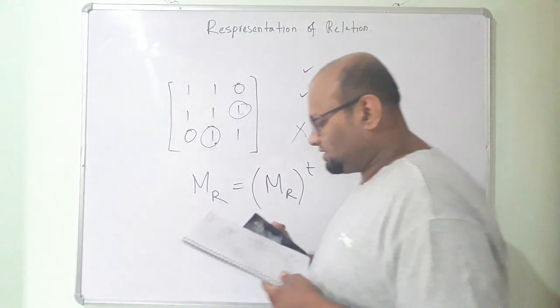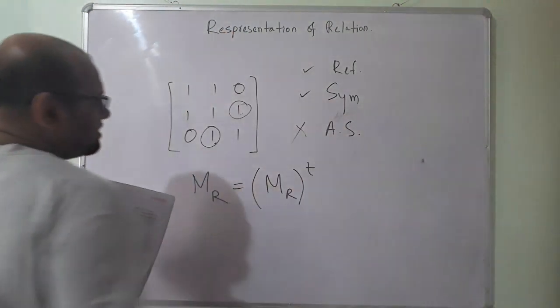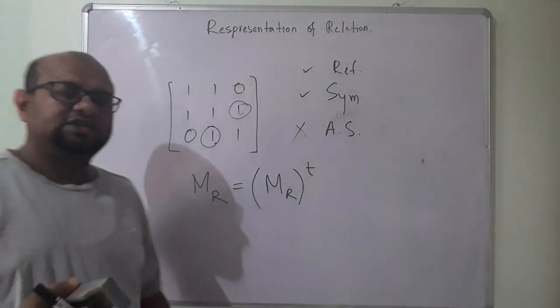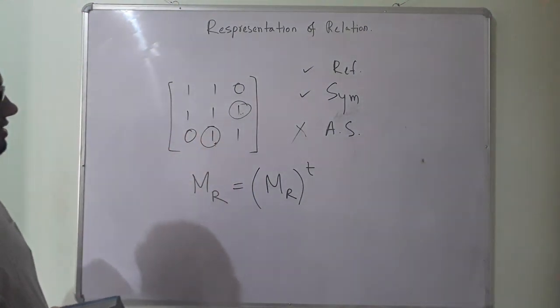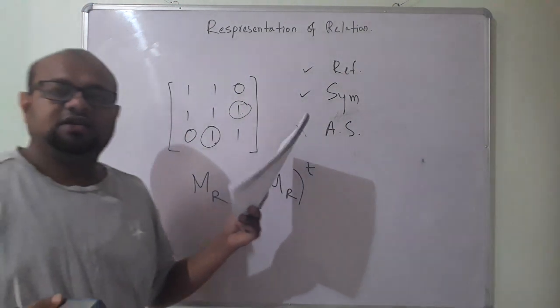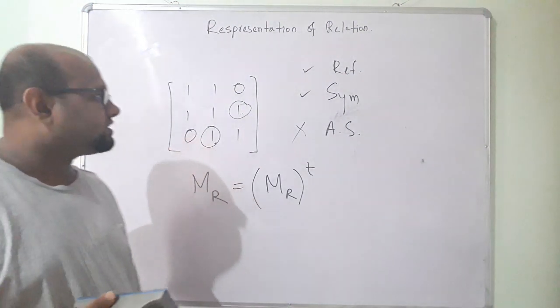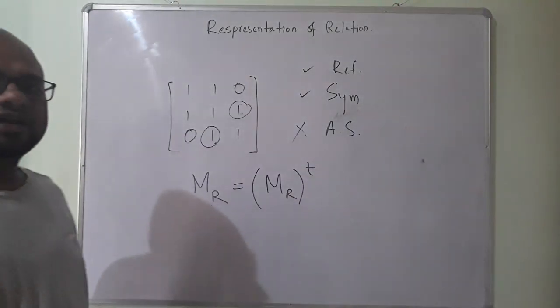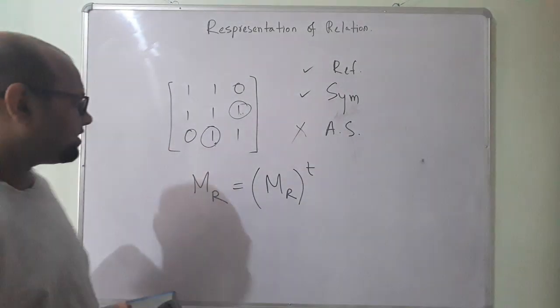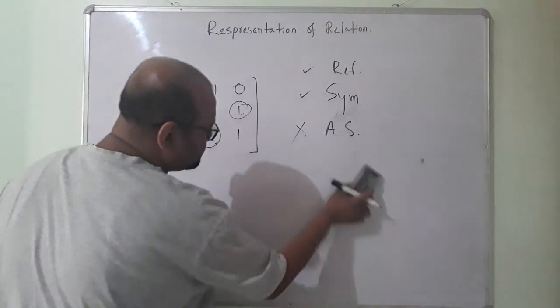Next, let us look at the set operations, union and intersection. I hope you got this: how to find whether some relation is reflexive, symmetric and antisymmetric by looking at the matrix representation.